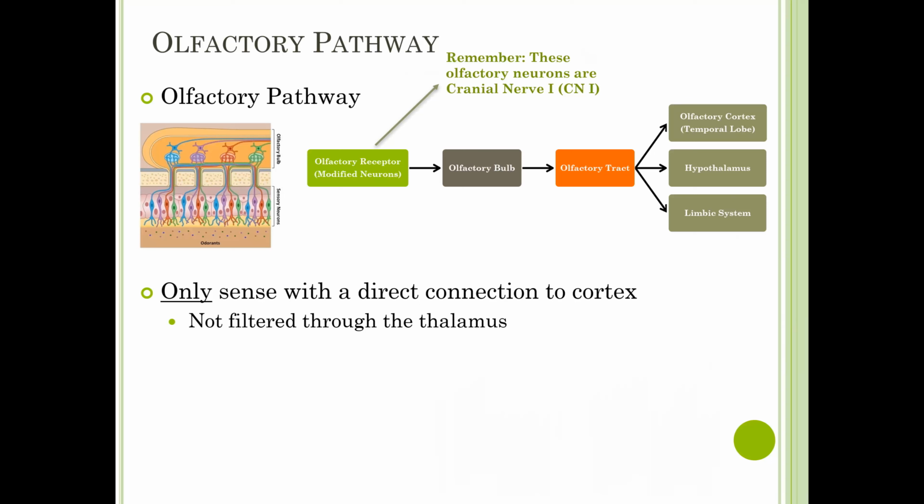Notice that olfaction is the only sense that has a direct connection to a primary cortex, meaning it is not filtered through the thalamus. If you remember from chapter 15, all of your general senses had to pass through the thalamus before they could go to the primary somatosensory cortex. You're going to see later in this chapter that your other special senses also all pass through the thalamus. Olfaction is the only sense we have that goes directly from the receptor straight to the primary cortical area without being filtered by the thalamus.